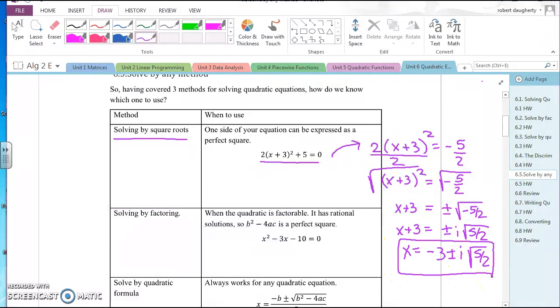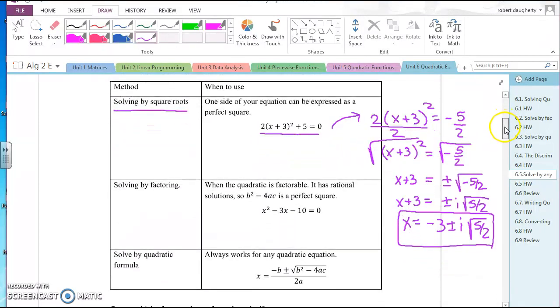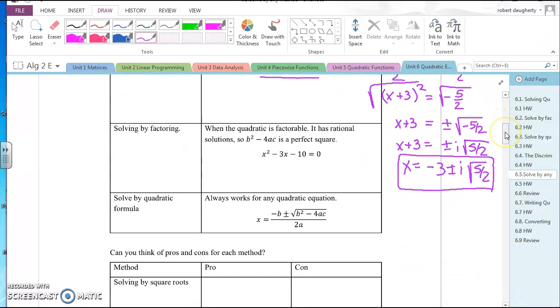Okay, so that's just solving using the square roots. Like I said, it's really practical when you've got something squared on one side of the equation. The next thing we did was solve by factoring. You can only solve by factoring, here's a big clue, if something is factorable. So in this case, we can look and see if we find factors or if b squared minus 4ac is a perfect square. So let's just try to factor.